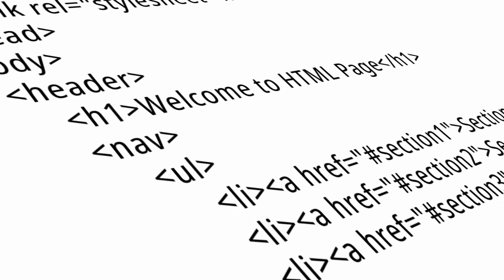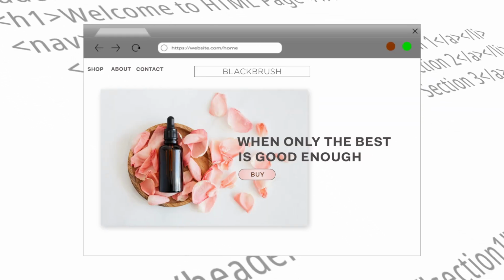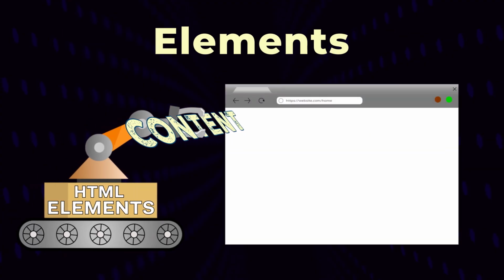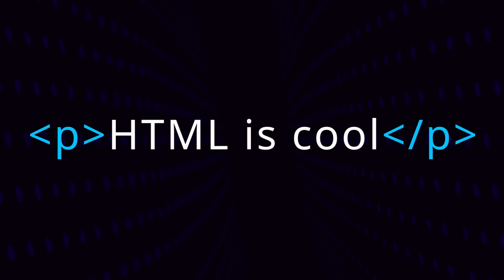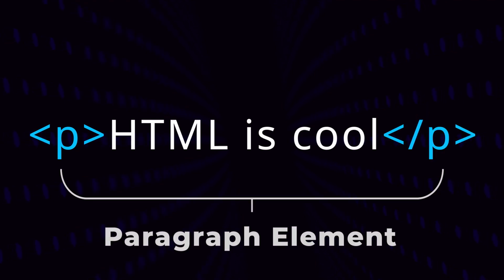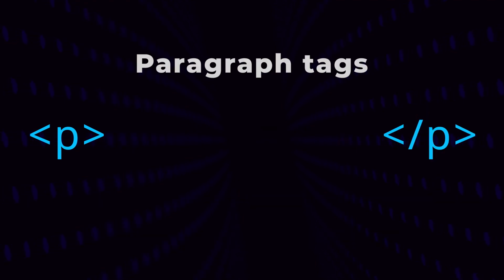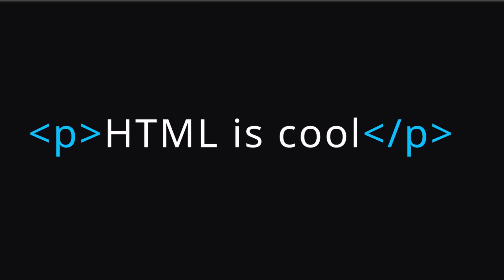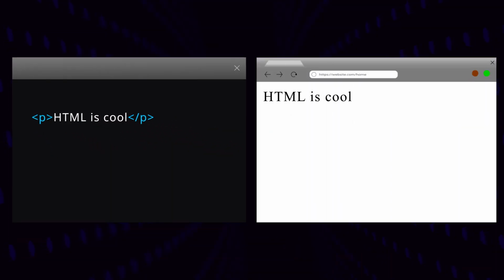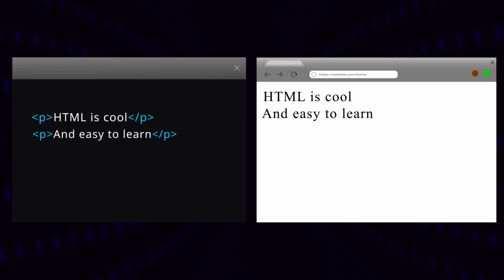So how does code create something like this? HTML uses elements, which tell a browser how to display content. Most elements have an opening tag, some content, and a closing tag with a backslash. This is a paragraph element because it uses paragraph tags. Content between the tags is displayed as paragraph text. A new paragraph element displays on a new line.